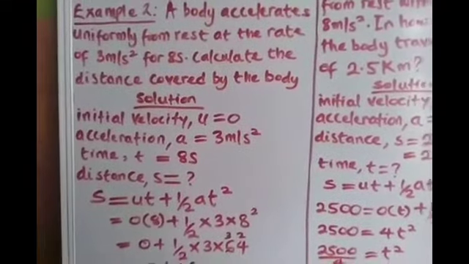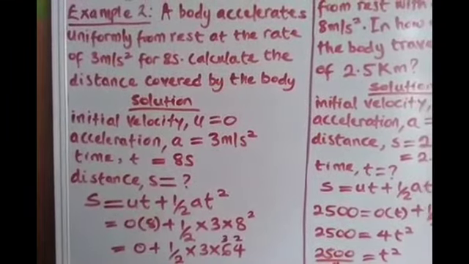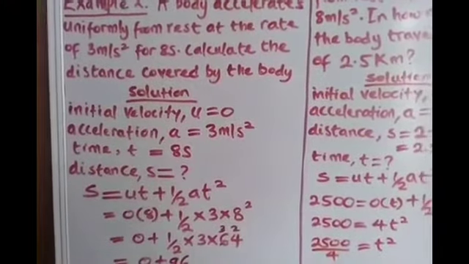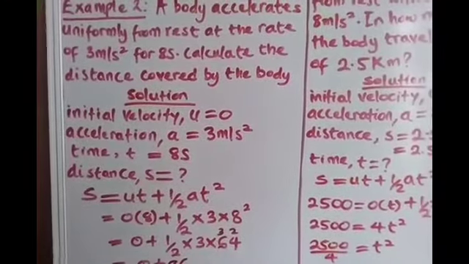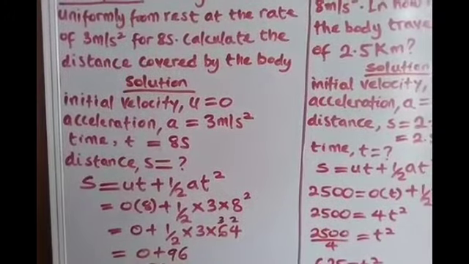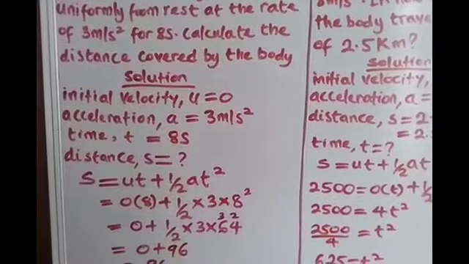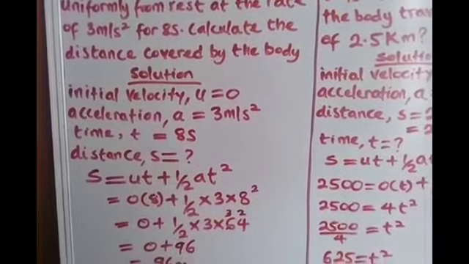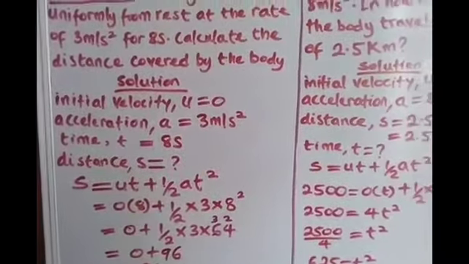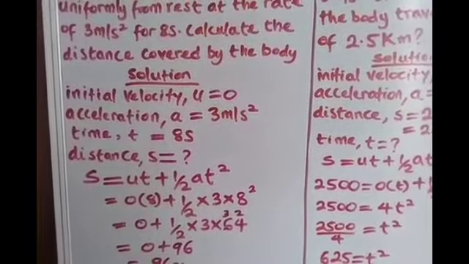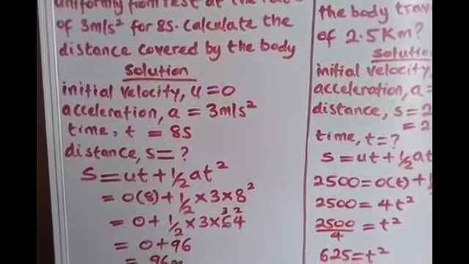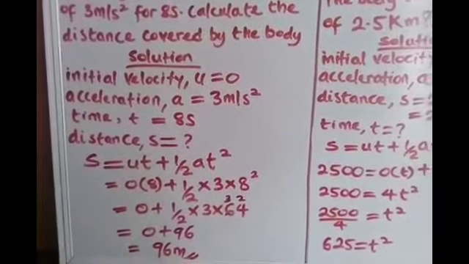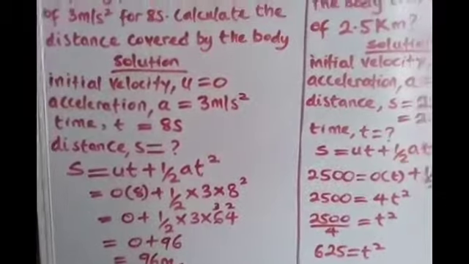The solution: we have initial velocity u equal to 0 because the body started from rest. Acceleration a equals 3 meters per second squared, t equals 8 seconds, and distance s is what we are required to find. Now from here, what do you think will be a suitable equation to use to solve this question? That equation to be used will be the one that contains u, a, t, and s, which is s equals ut plus half at squared.